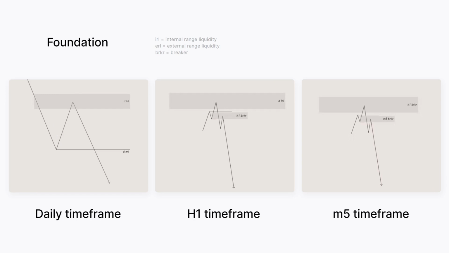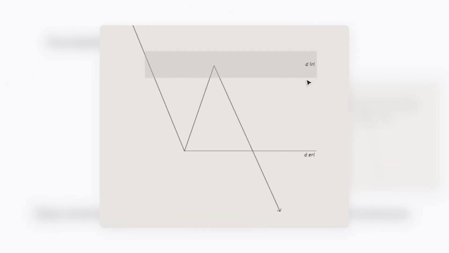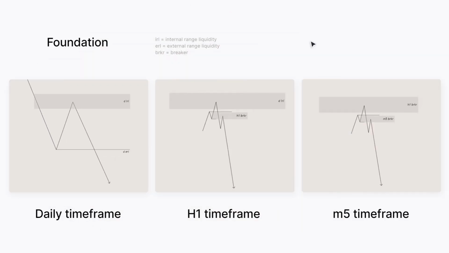Now, the foundation of this model: we trade from internal range liquidity to external range liquidity. Like I always tell y'all in my videos, it's so easy, but y'all want to make it complicated. Keep it simple. Now, what is internal range liquidity? It literally says it in the name. Liquidity inside of the range.